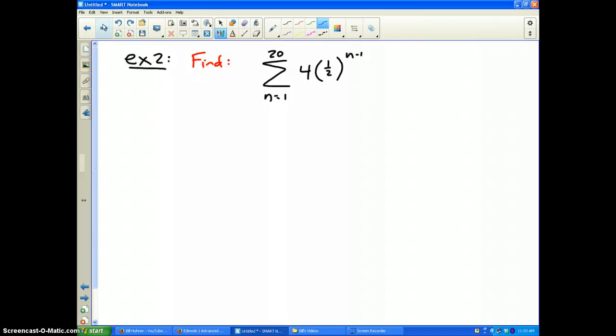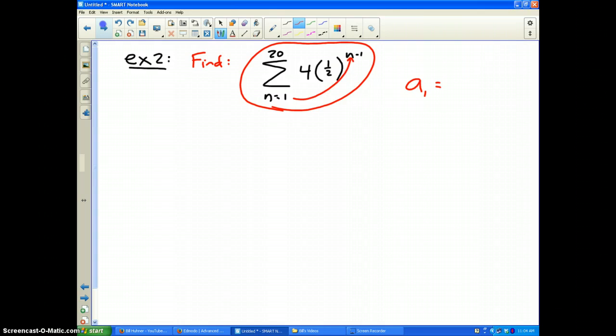Example 2. Find the sum of this geometric series given by the summation. We need the first term. Therefore, we need to put 1 in for n and figure out the first term. Well, 1 minus 1 makes a power of 0. One half to the 0 power is 1, times 4. The first term is 4. We need the common ratio. Well, that's in the parentheses. The common ratio is a half. I'm going to write it as 0.5.